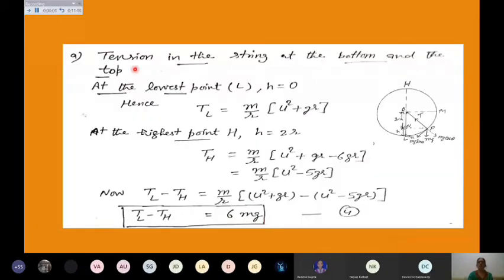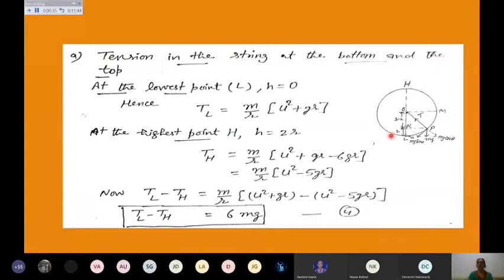So now, if I want to find the velocity at the lowest point and the tension at the highest point, and the tension at the lowest and at the highest point, from the previous equation, which was m upon r into u square plus gr minus 3gh. If you put h equals 0 at the lowest point, I'm getting the tension at the lowest point as m upon r into u square plus gr.